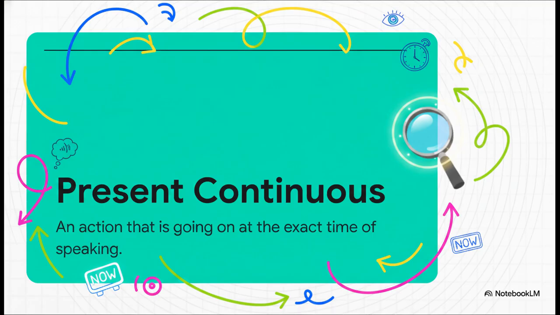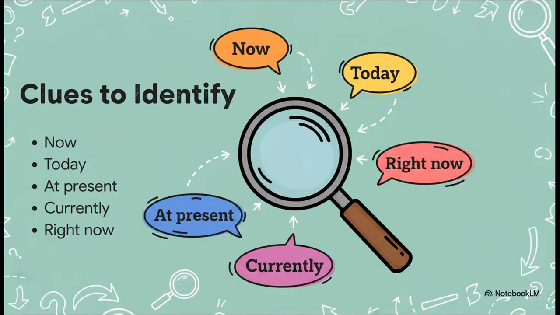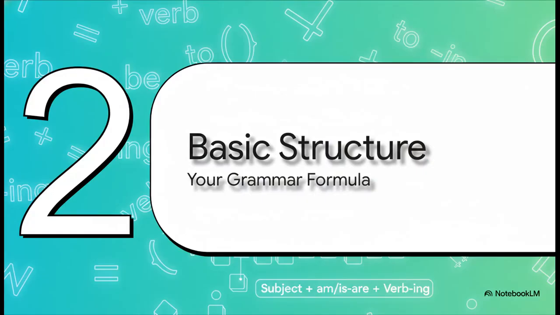It's not about what you did yesterday, and it's not about some general everyday habit. It's completely focused on your present reality, an action that is going on at the exact, precise moment you are speaking. And there are definitely clues to watch out for. If you text a friend, "Hey, I am currently waiting in the rain," that word currently is a flashing neon sign that you're in present continuous territory. Words like now, today, at present, or right now, these act as giant indicators telling you, hey, use this specific grammatical formula. Moving to Section 2.